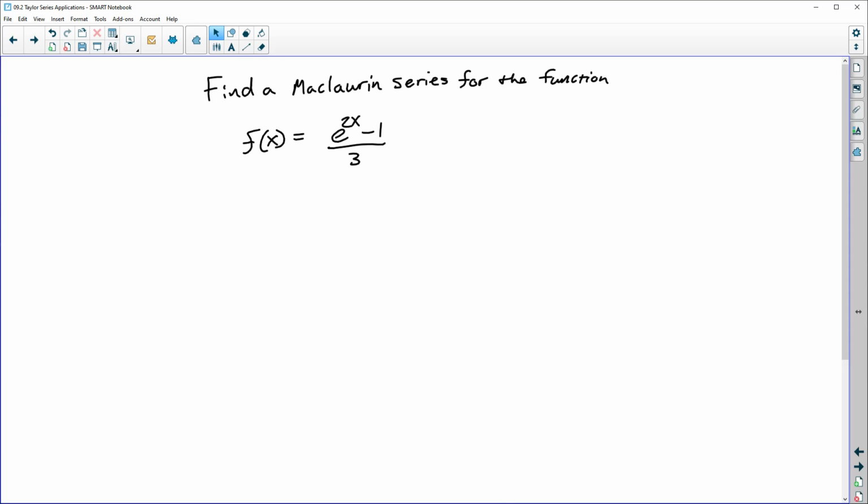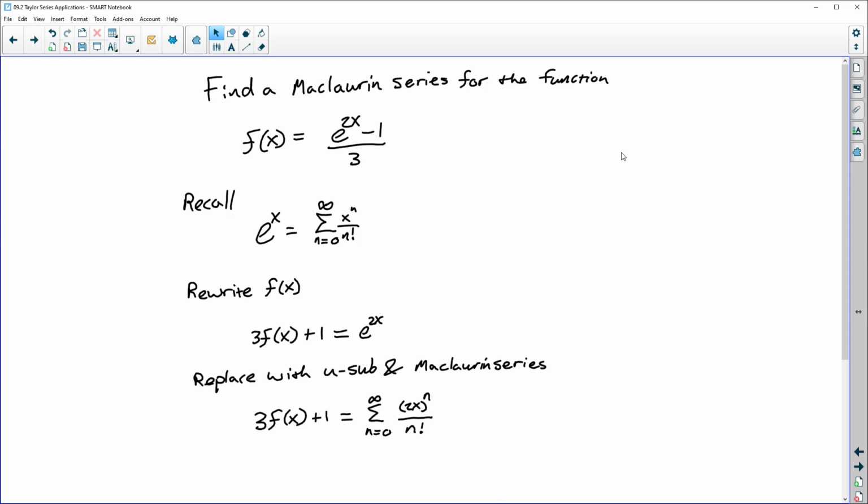for a general function. Now we have to look for functions that are similar to known Maclaurin series and see if we can rewrite them and then do a bit of u substitution. So let's start with the function f of x is equal to the exponential of 2x minus 1 divided by 3. Recall that we already know the Maclaurin series for the exponential of x is the infinite sum of x to the n divided by n factorial.